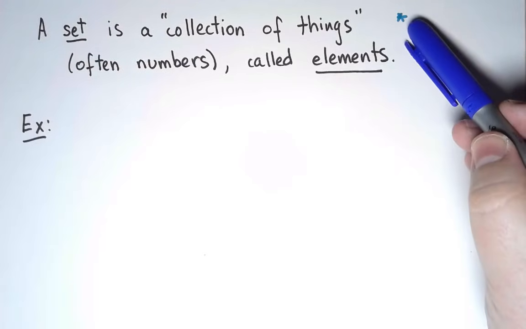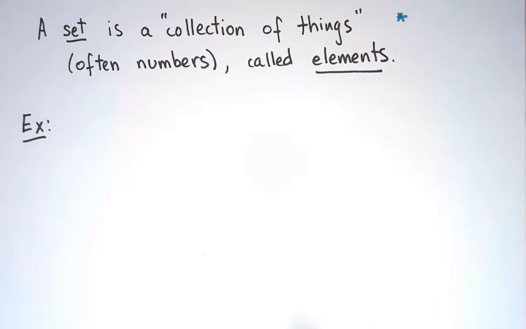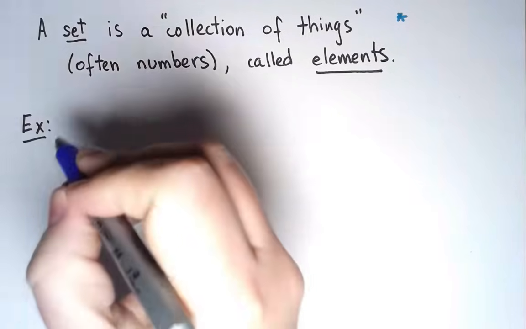I put an asterisk here because if you ask a logician, they will tell you this definition is not good enough. And they would be right. For the purpose of logic and foundations, this definition is problematic, but for our purpose, it's good enough, so we're going to keep it simple and go with it. Here are two examples.